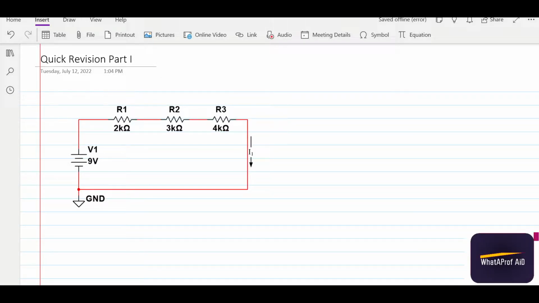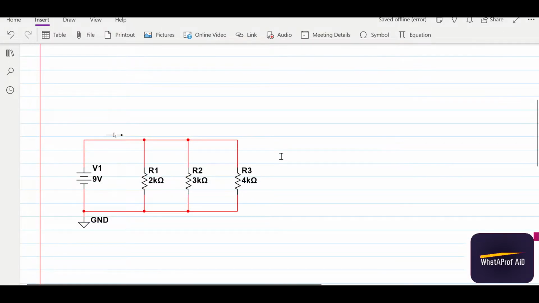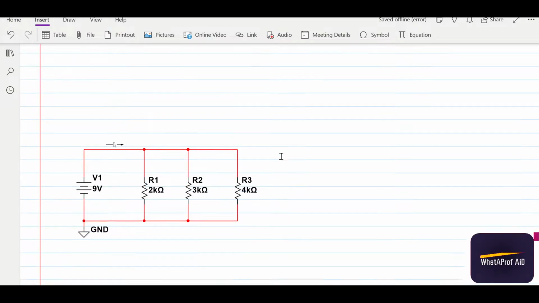In this lesson, we will see how to calculate whether I or V depends on a simple circuit where you have the resistance in series or parallel. So we will see two examples. First, we have resistors in series, and for the second example, the resistors in parallel.